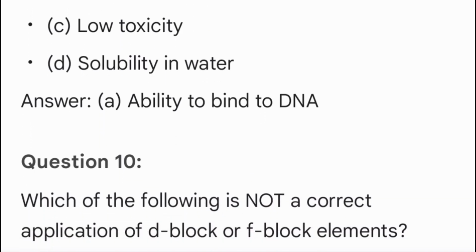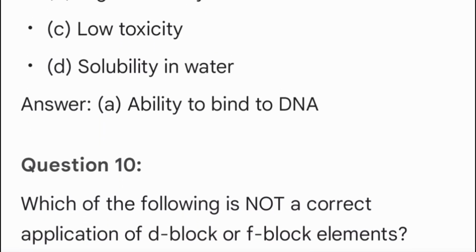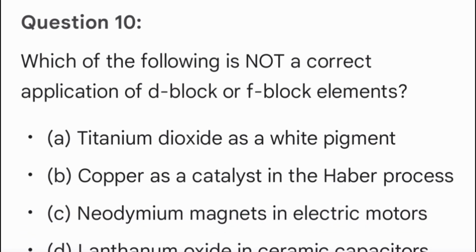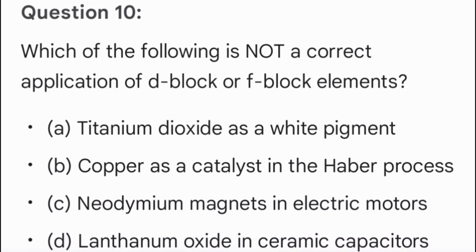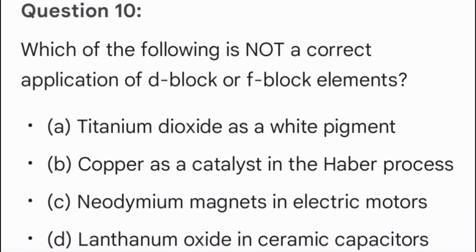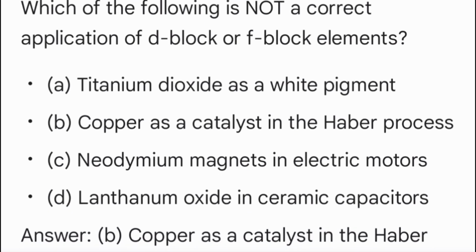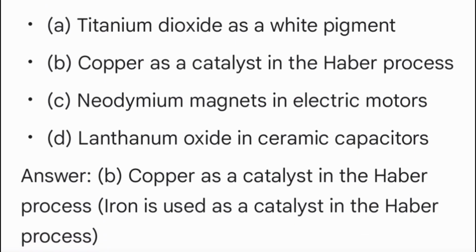Question 10. Which of the following is not a correct application of d block or f block elements? A. Titanium dioxide as a white pigment, B. Copper as a catalyst in the Haber process, C. Neodymium magnets in electric motors, D. Lanthanum oxide in ceramic capacitors. Answer B. Copper as a catalyst in the Haber process. Iron is used as a catalyst in the Haber process.